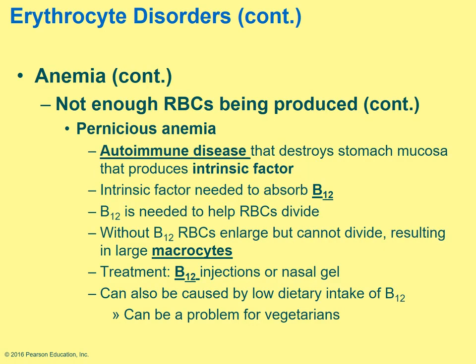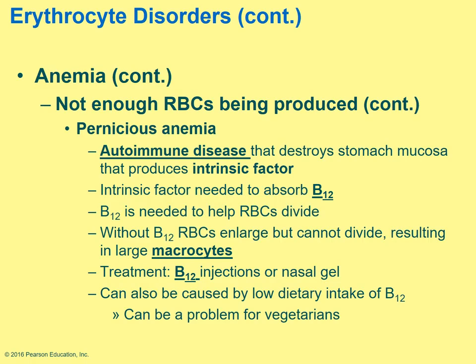Pernicious anemia is an autoimmune disease. It destroys part of the stomach mucosa that's producing this intrinsic factor that's needed to absorb vitamin B12. You need vitamin B12 to help the red blood cells to divide. So in the process of going through that maturation process, the red blood cells are going to enlarge, but they don't divide. So then you end up with a very large cell. So the treatment is to take B12, either as injections or as a nasal gel.